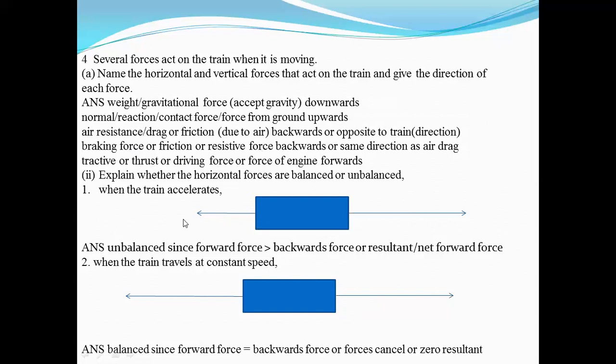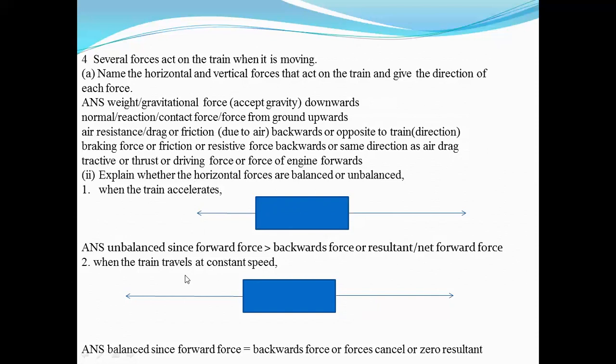Second part, explain whether the horizontal forces are balanced or unbalanced when the train accelerates. Whenever the train accelerates, it means that the forces acting on the body are unbalanced. If they are unbalanced, the forward force will not be equivalent to the backward force. In case of an accelerating situation, the forward force will be greater as compared to the backward force.